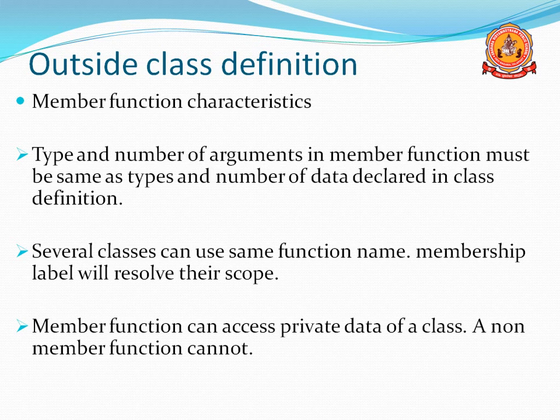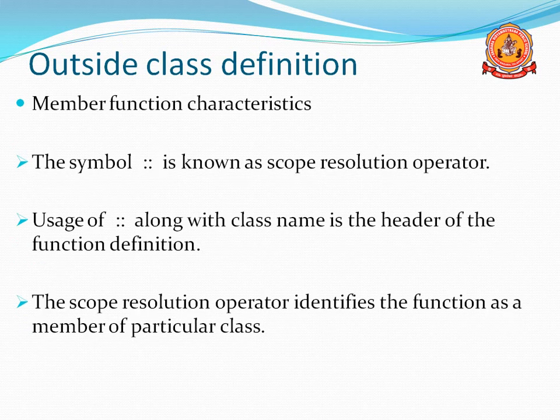Next, a member function can access private data of the class. We are going to discuss later what private data is. Remember, a member function can access the private data of the class, but a non-member function cannot access the private data. Private data can be accessed only by member functions, not non-member functions.